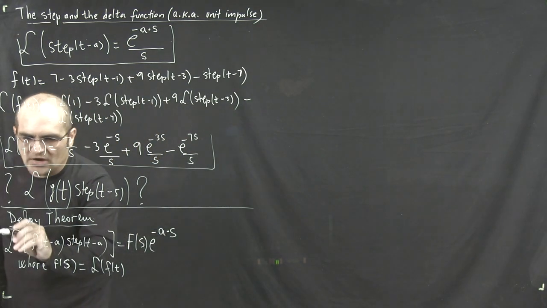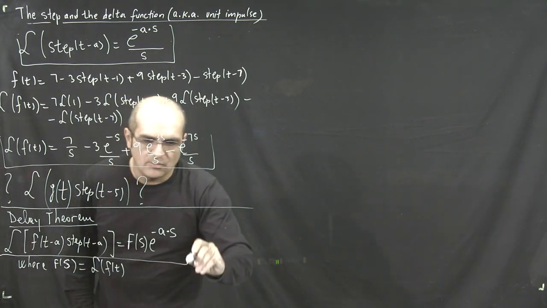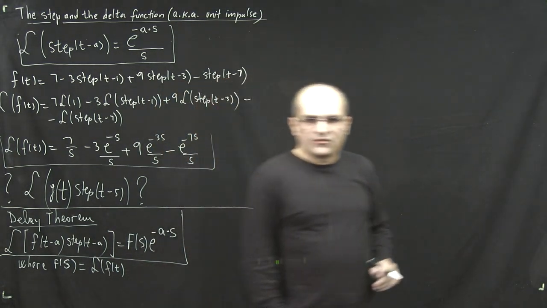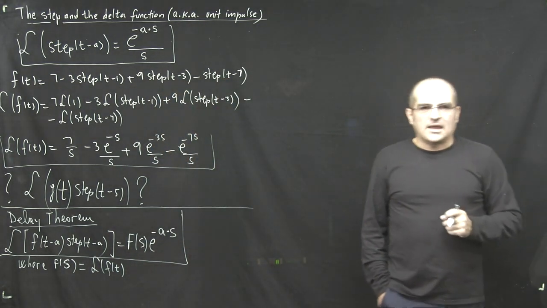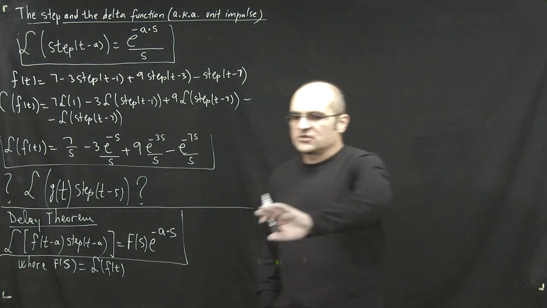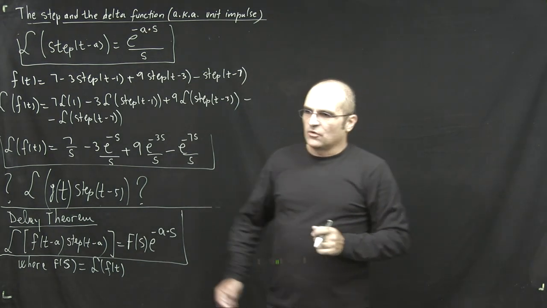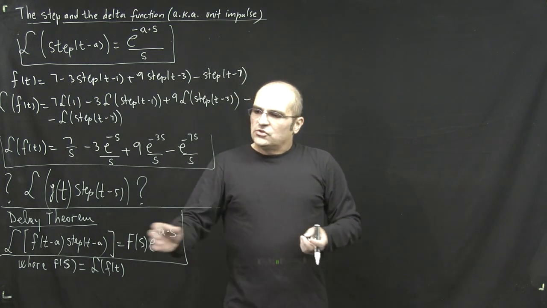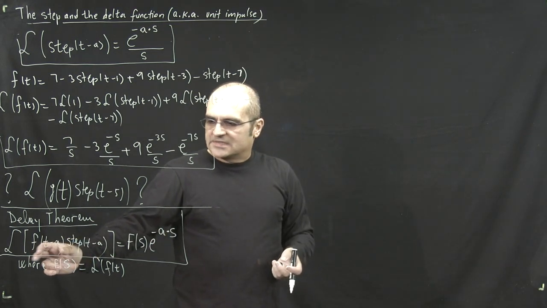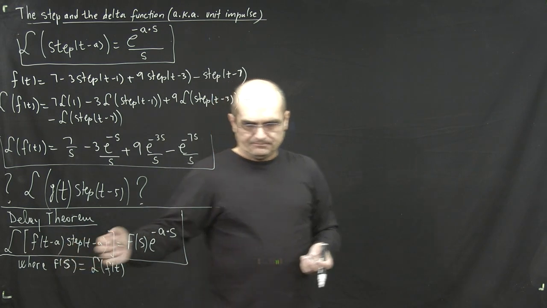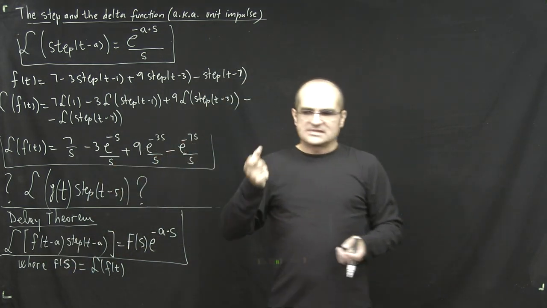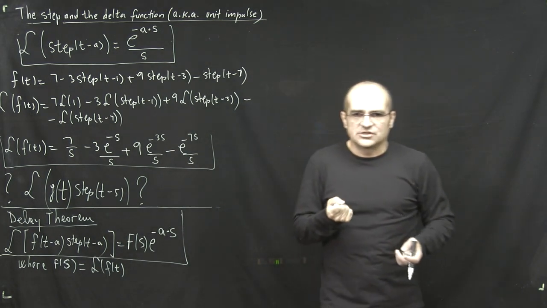So we're going to have to practice with this formula for a while before we move on. Because if you look carefully, in order to apply it, you need to write your function in a specific form. Notice here I said g of t times step t minus 5, right? So you need to write your function as a function of t minus a. Either it's already written like that, or you have to write it using some algebra manipulations.